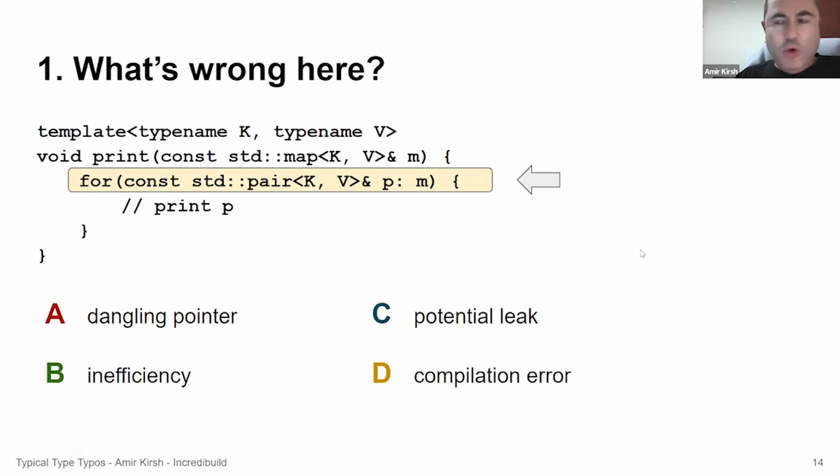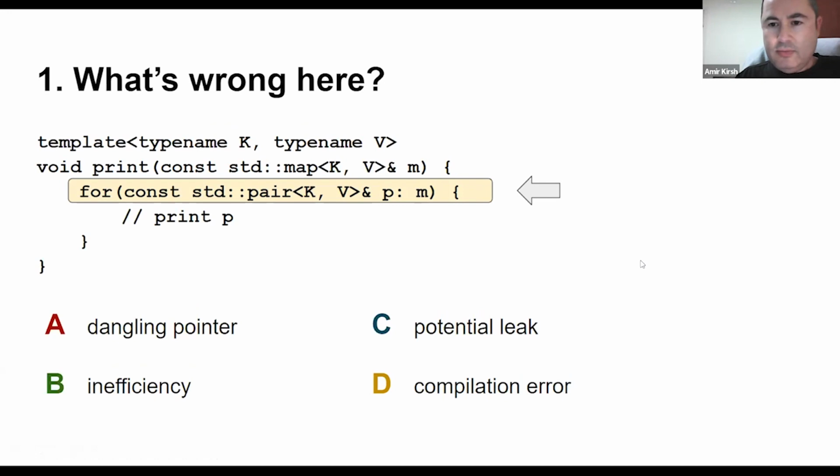Jim, would you like to open the poll for this one? And here it is. So do you see here a dangling pointer, some inefficiency, a potential leak, or a compilation error? You want to give like 30 seconds on these, Amir? Yeah, I think that we will wait for a few more seconds and then we can share the results. Let's see what the results are.